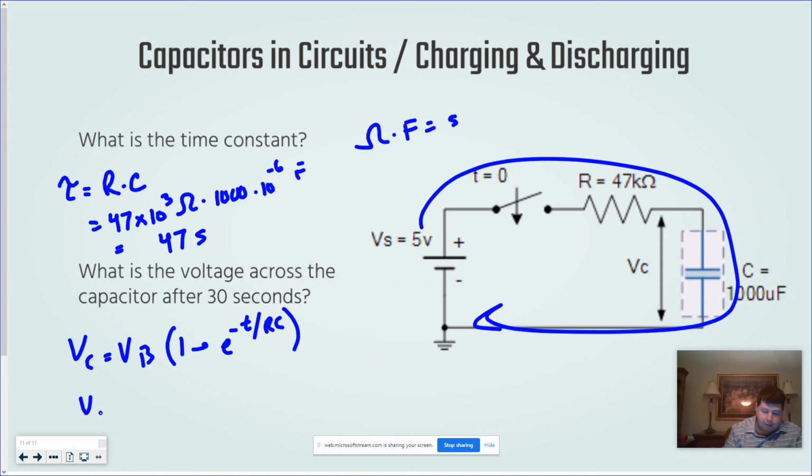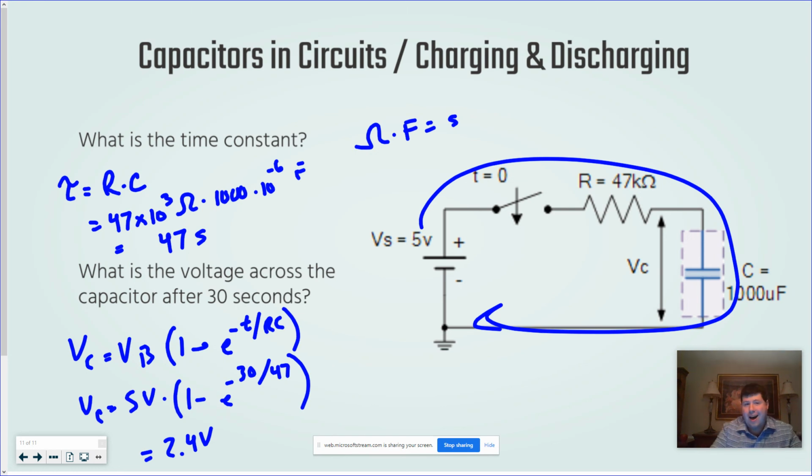Plugging in my numbers, the voltage across the battery is 5 volts times 1 minus e to the minus the time, which is 30 seconds, divided by RC, which is my time constant, 47. And so solving this out, remember, take the exponential function of negative 30 over 47. And when I do that, I get 2.4 volts, which makes sense.